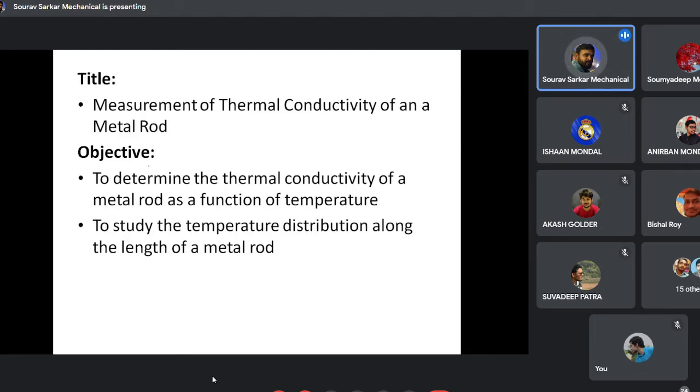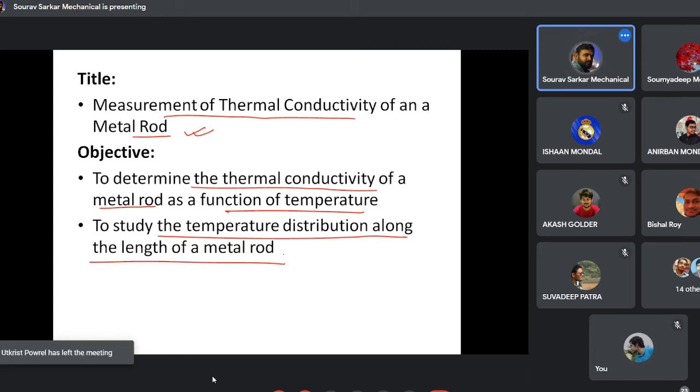So, the title of the experiment is Measurement of Thermal Conductivity of a Metal Rod. Okay. What is the final objective? To determine the thermal conductivity of a metal rod as a function of temperature and study the temperature distribution along the length of the metal rod. So, this is basically the main objective.